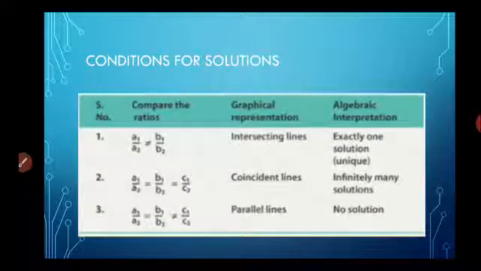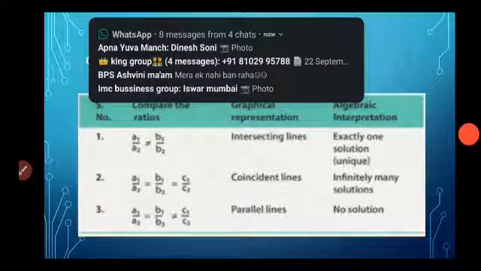So, conditions for the solutions. On which condition, which type of solution will we get? Number 1, if a1 by a2 is not equal to b1 by b2, then the straight lines will intersect each other and exactly one, or unique, solution we will get.